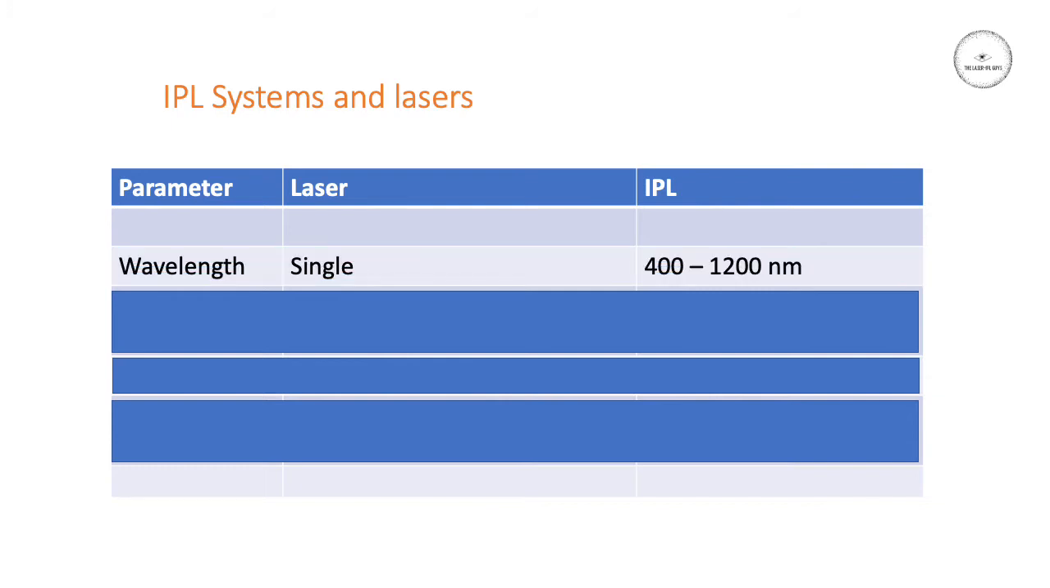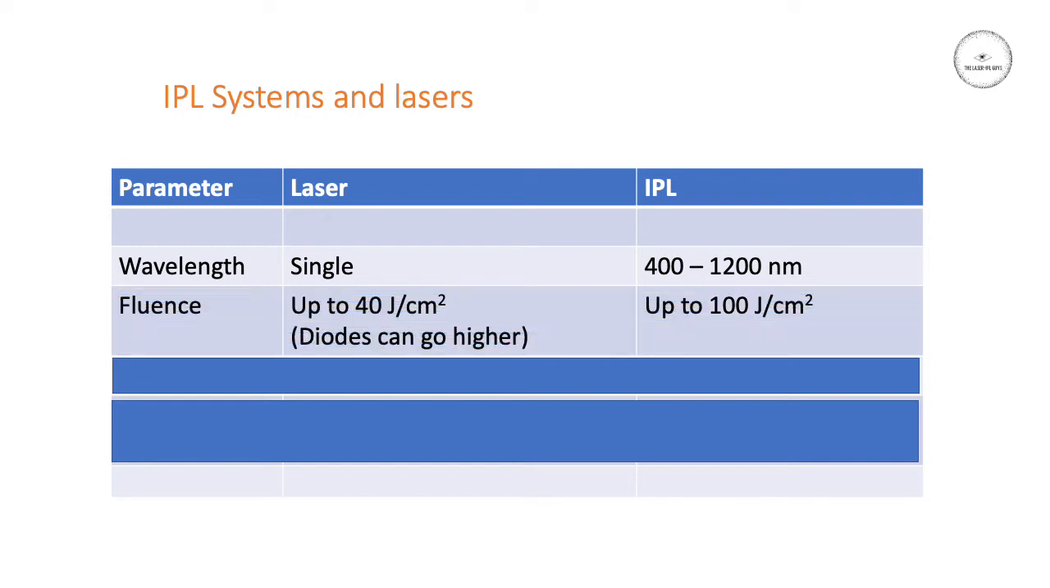Well, all lasers can generate a single wavelength, whereas IPL can generate what we call a broadband output, typically somewhere between 400 and 1200 nanometers, which we then use filters to filter out the wavelengths we don't want. Most lasers can generate a usable fluence up to about 40 joules per square centimeter, although diodes can go much higher than that. And your typical IPL system should be able to generate something like 100 joules per square centimeter.